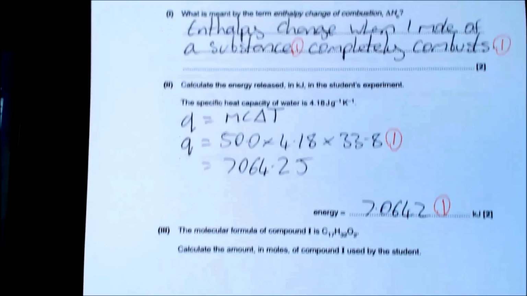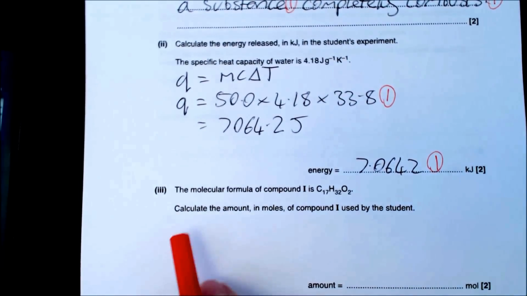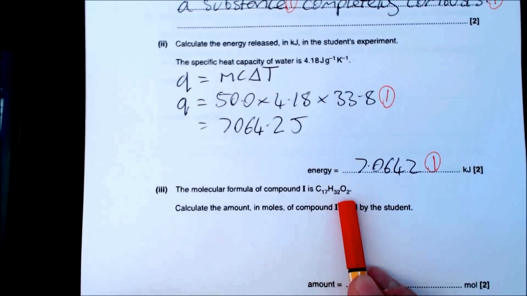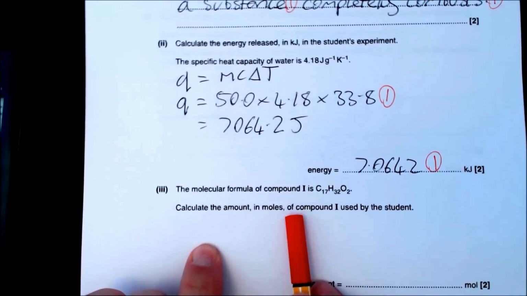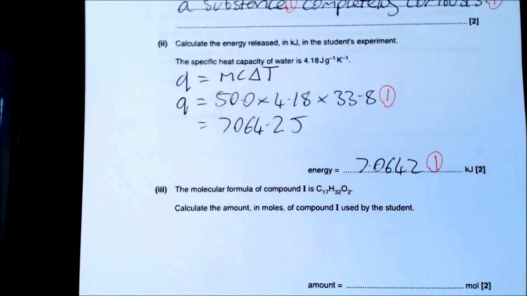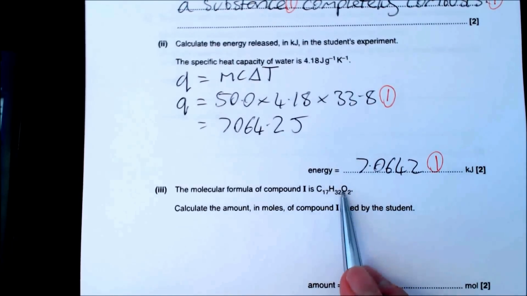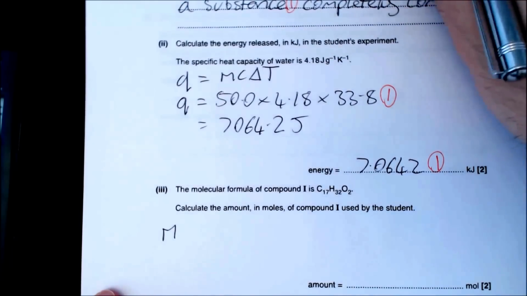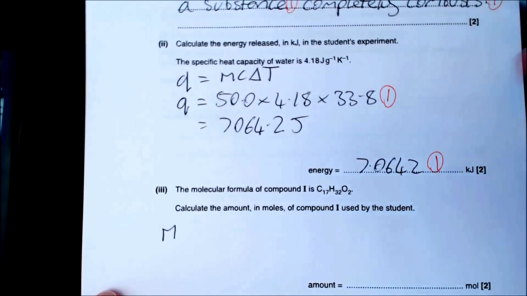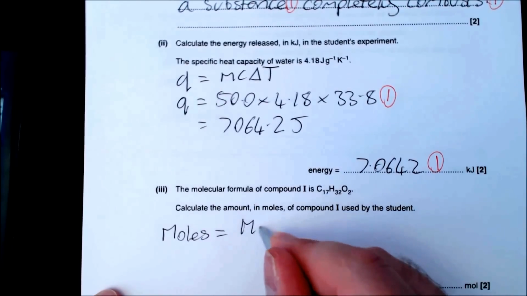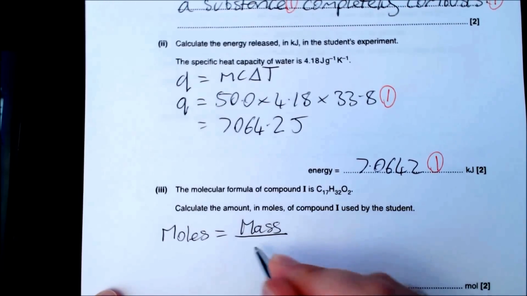Lovely. Okay, and then part 3. It says the molecular formula of compound I is C17H32O2. Calculate the amount in moles of compound I used by the student. So we have a formula, so we work out the molecular mass. We also have a mass as well, which was mentioned up here before, which I'll show you in a minute. So we need to work out the number of moles. So moles equals mass in grams over Mr.